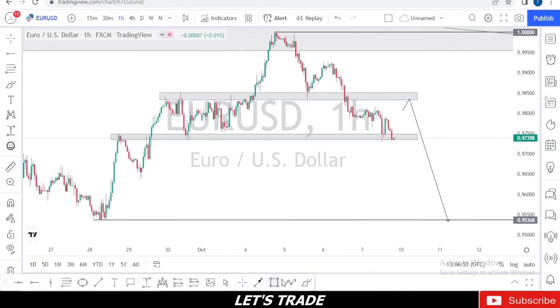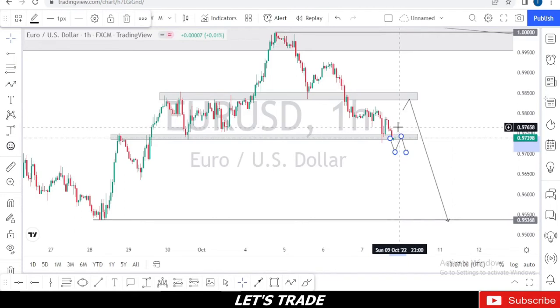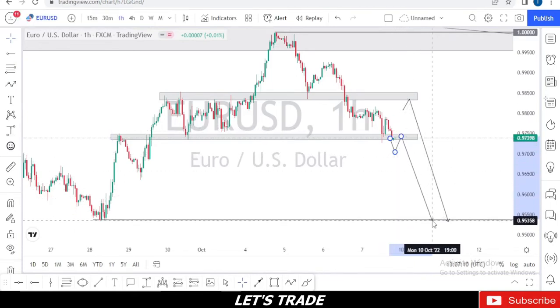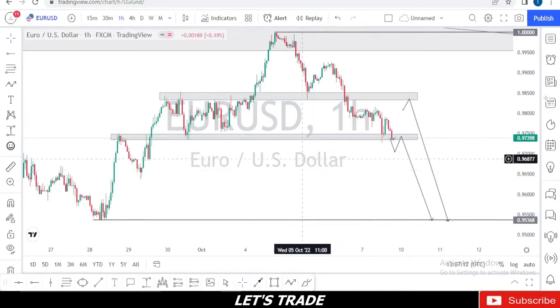So I'll be expecting price to do a break below this zone. If it breaks, I can sell aggressively and put my stop loss above this zone here, or I will wait for a pullback to get a better entry or a better risk to reward ratio by placing my stop loss here and riding this trade all the way to the downside here.